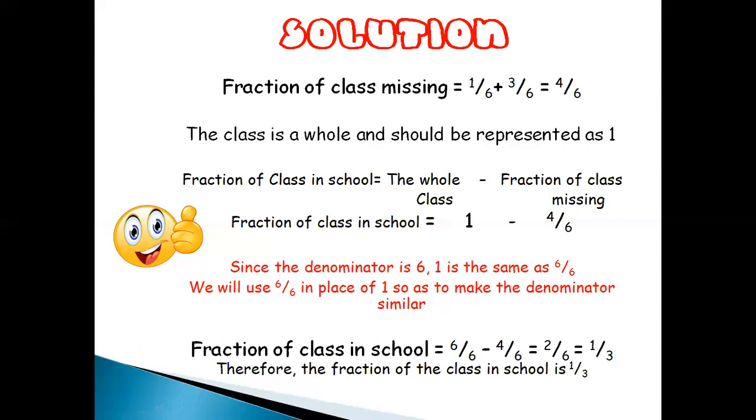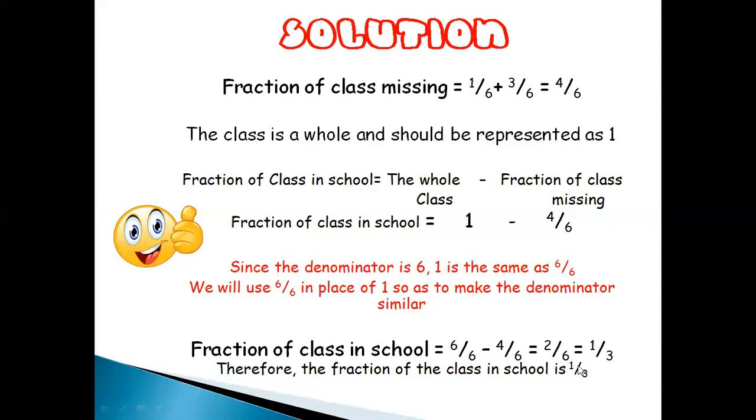No, I will not leave my answer like this, because I can divide further. So let me divide this number further. I can divide 2 by 2. 2 divided by 2 is 1, and then 6 divided by 2 is 3. So my answer will be 1 over 3. Therefore, the fraction of the class in school is 1 over 3. The fraction of class in school is 1 over 3.